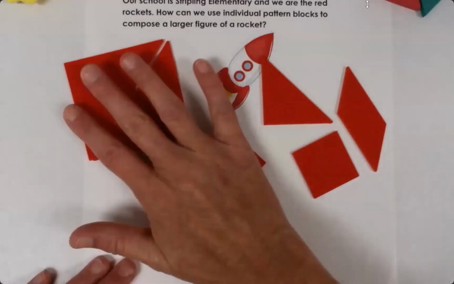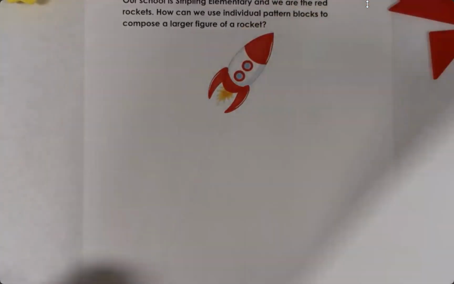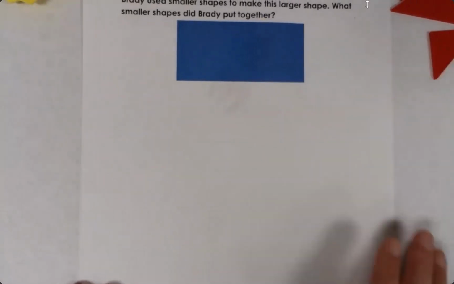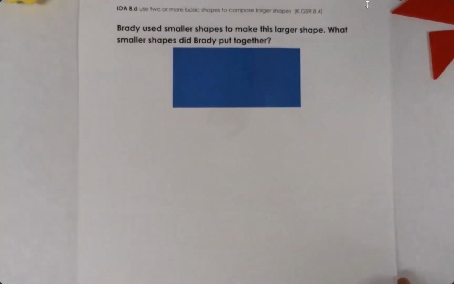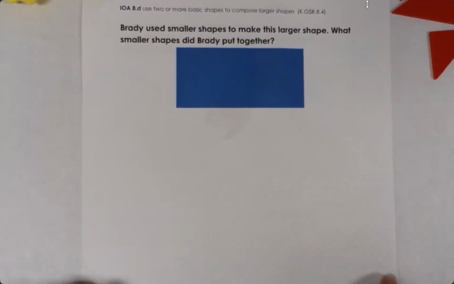At the representational level, students are typically given pictorial images of figures or shapes, and they're asked to decompose it into smaller shapes that were used to make it. So it could be a figure. I could show them the outline of a rocket and then say, hey, can you show me what little shapes would be used to make that rocket? Or it can be an actual shape. So in this example, Brady used smaller shapes to make this larger shape. What smaller shapes did Brady put together?